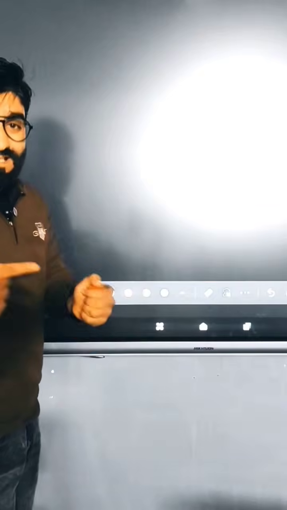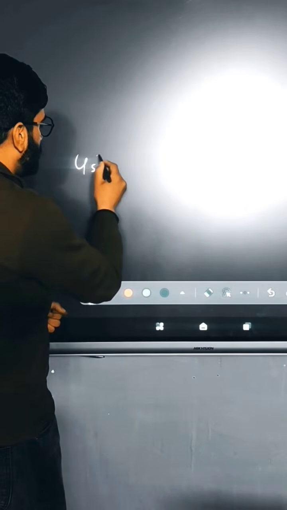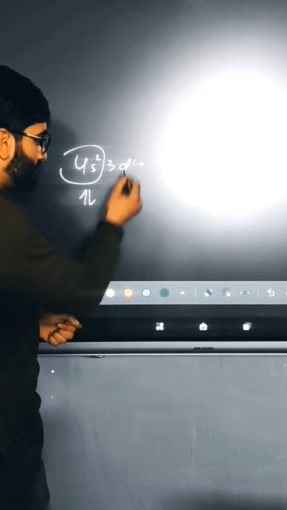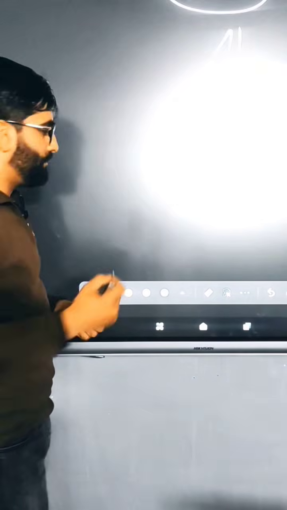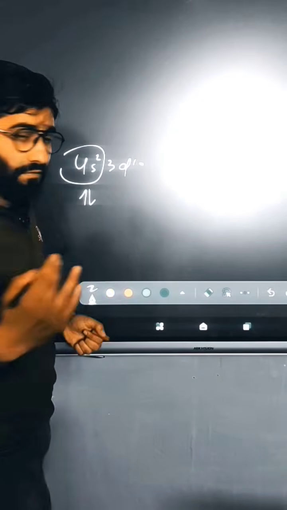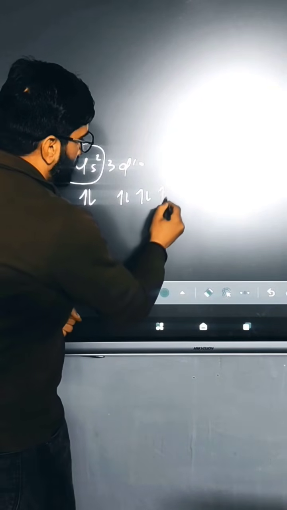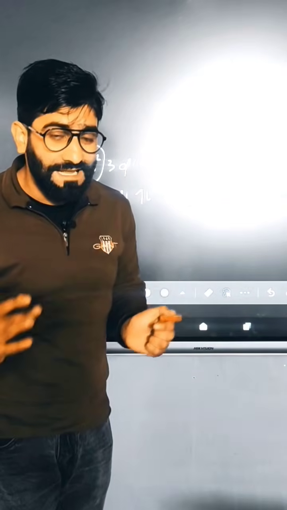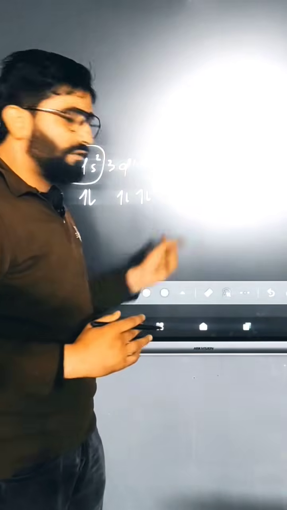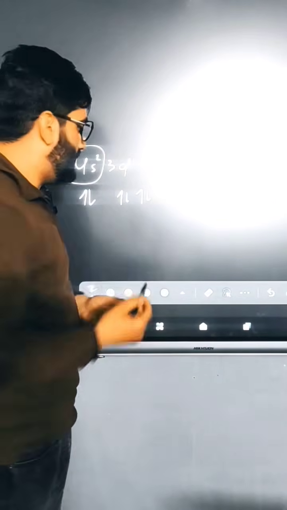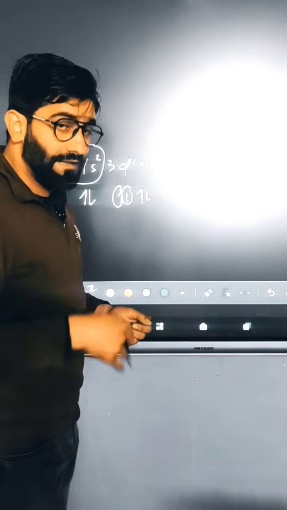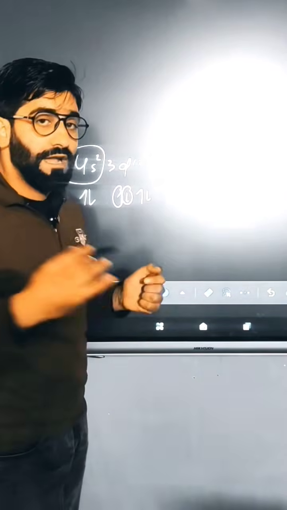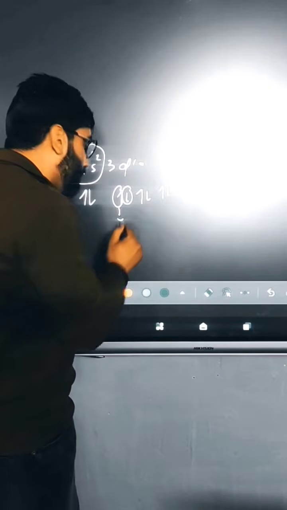Let us see. Zinc's outer configuration is 4s2 3d10. You can see that the s orbital is fully paired, and the d orbitals are also paired, which means they contain all 10 electrons. So if any magnetic effect is produced, it will be cancelled out by these electrons, because they have two opposite spins: one spin is upward and the other is downward. When they try to create magnetic fields, those magnetic effects cancel each other out because they are paired electrons.